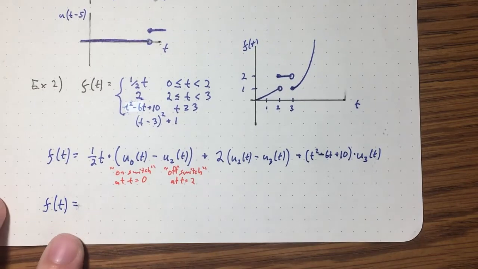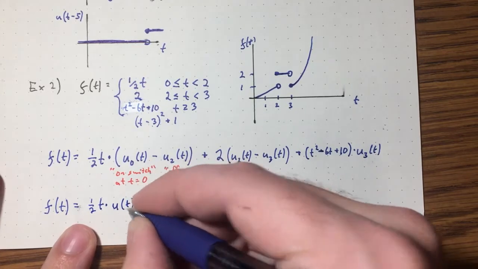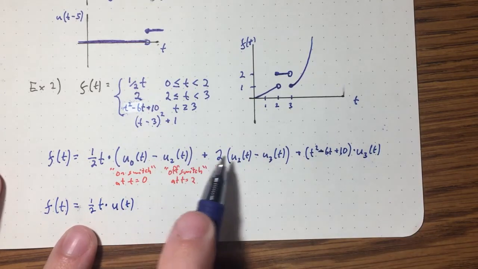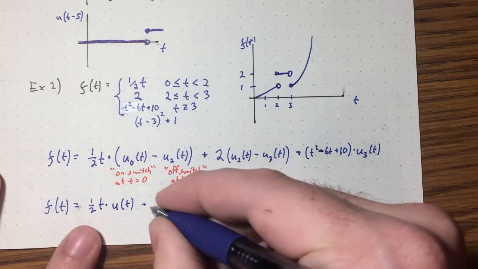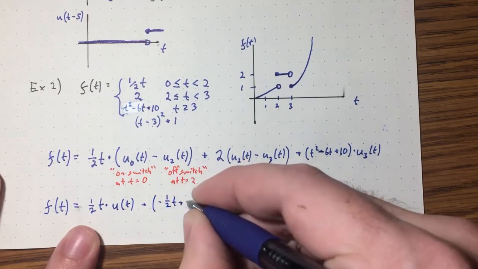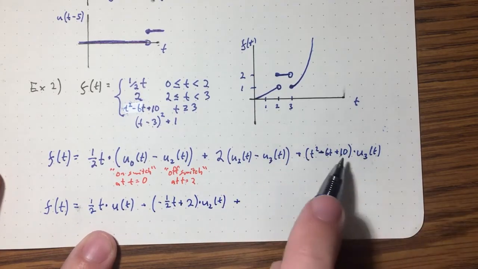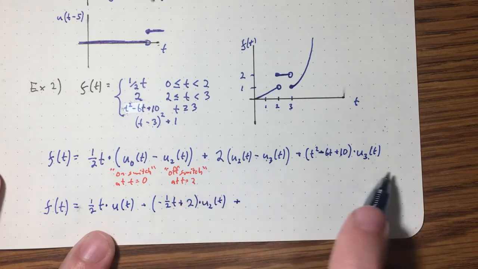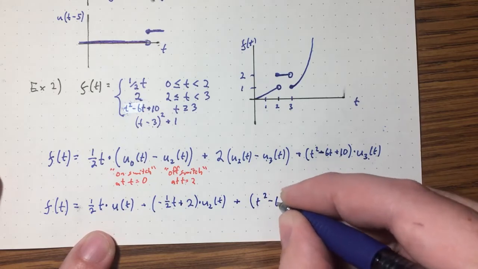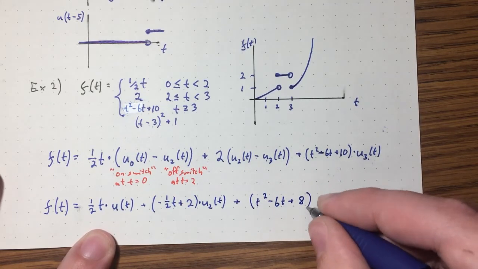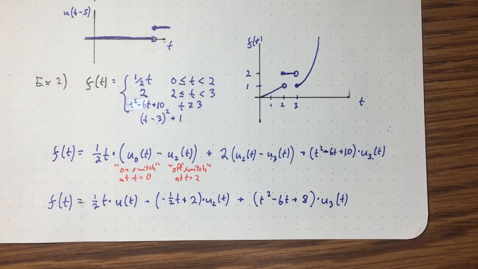And then finally, I'm just going to clean this up a little bit. So it's 1/2 t times u0 of t, which is also just called u of t. Now I'm going to collect the u2 terms. So that will be a minus 1/2 t plus 2 times u2 of t. Now collect the u3 terms. So I get a minus 2 u3 plus this times u3. So I actually get a t squared minus 6t plus 8, right? 10 minus 2 times u3 of t. All right, very nice.